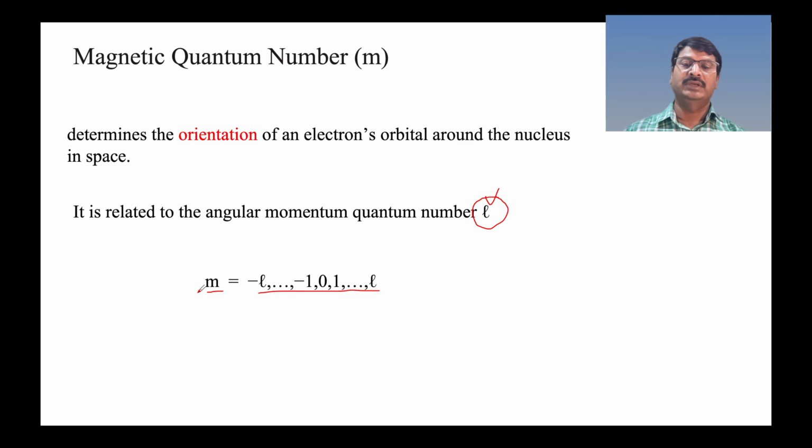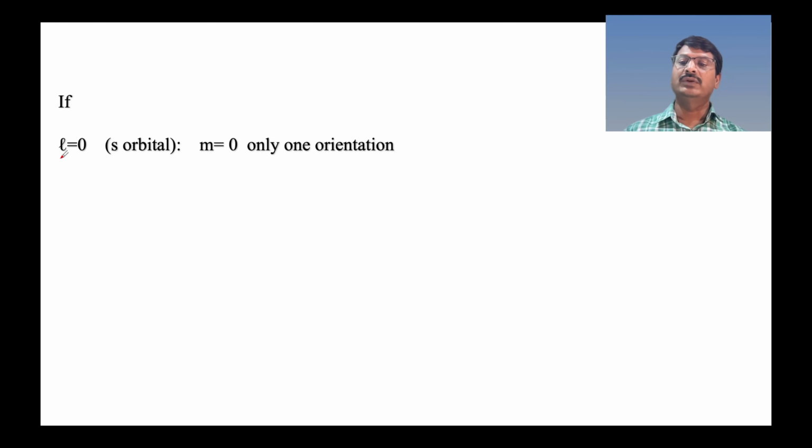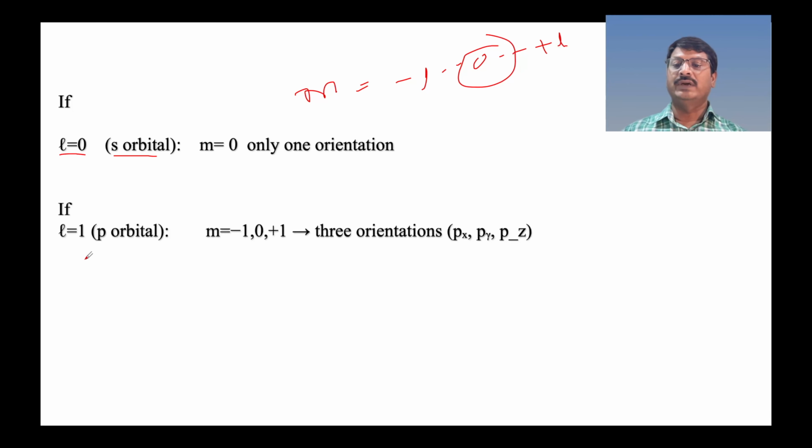Depending upon the L value, we write the m values. For example, if L is equal to 0, that is called s orbital, and the m value will be 0 only. Because m is equal to minus L to 0 and plus L, the values will be minus L to plus L. So if L is equal to 0, the m value is also 0. The s orbital contains only one type of orientation.